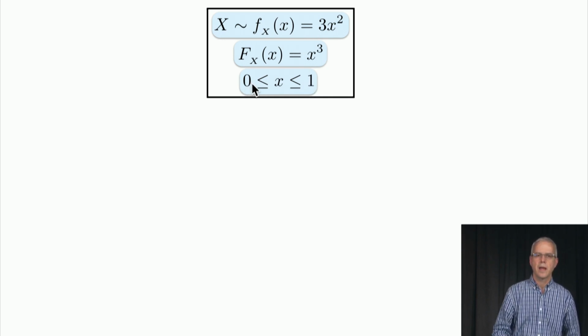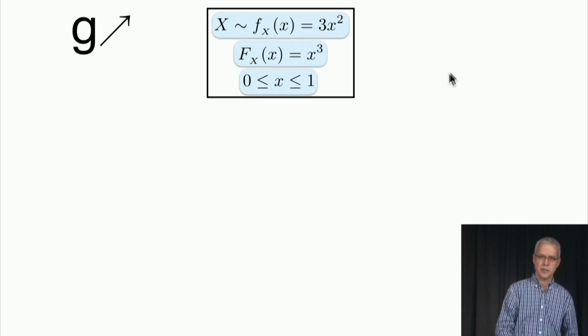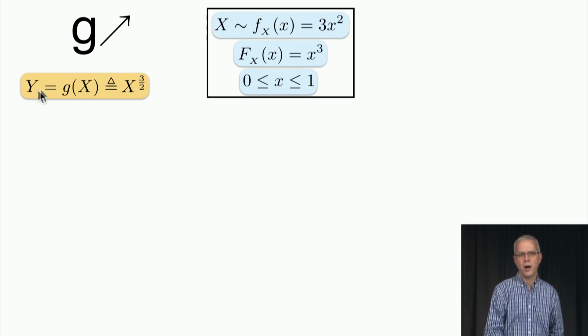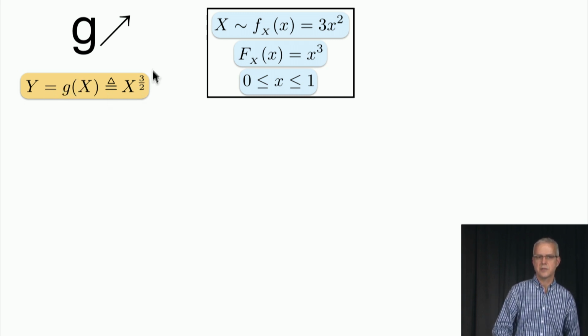We're going to look at two functions g. One is where g is increasing, and after that we'll look at g which is decreasing. For an increasing g, let's select g to be x to the 1.5. So y is g of x, which is x to the 1.5. Observe it's a deterministic function of x, so once someone gives you x, then you know everything.